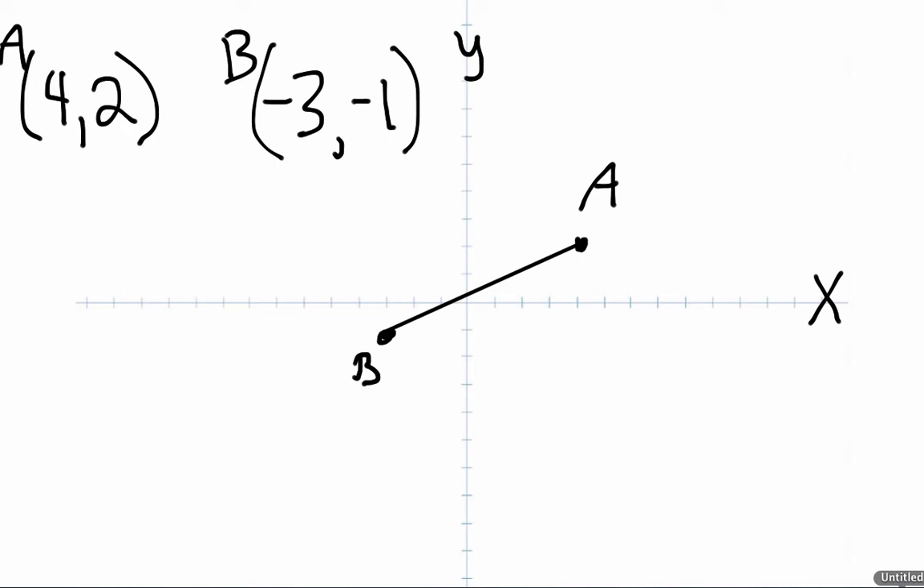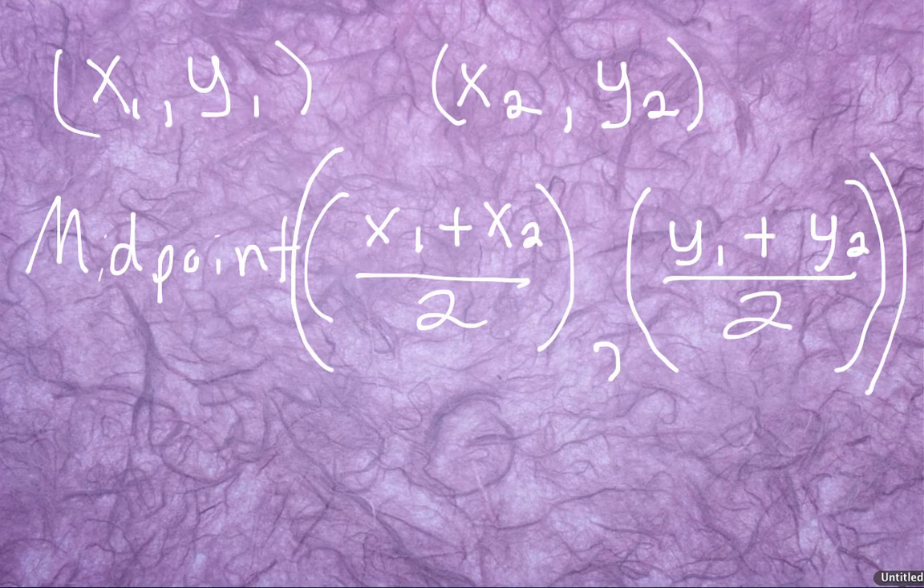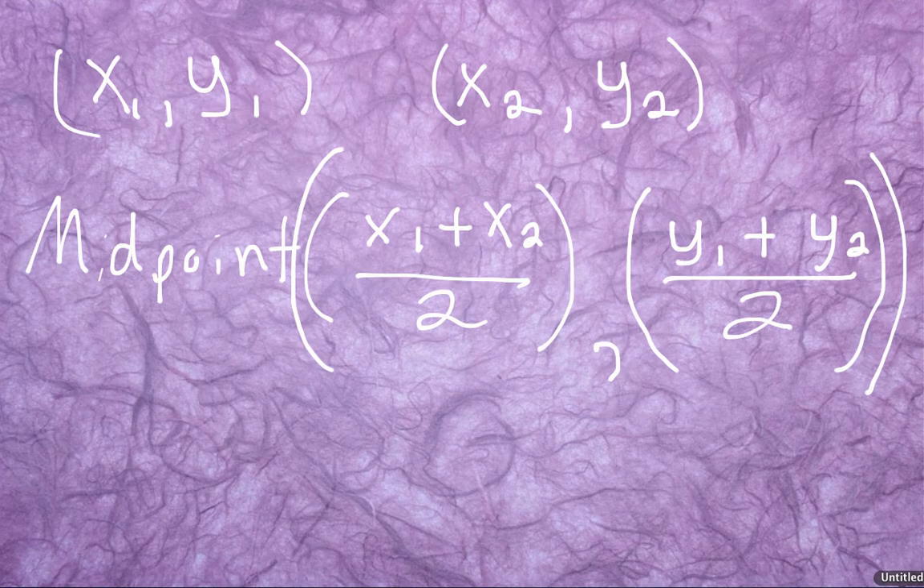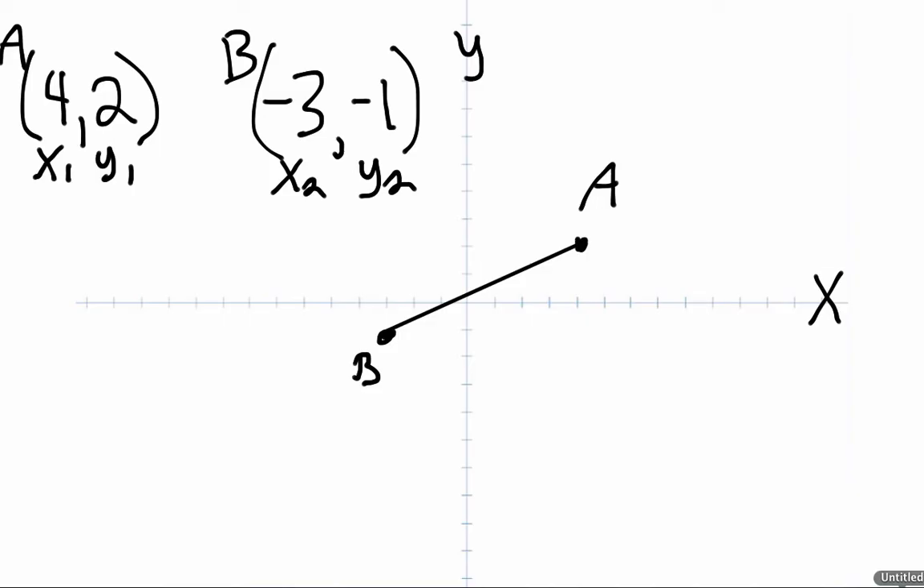Very first thing, label your points. x1, y1, x2, y2. Okay? And remember, we already talked about the midpoint formula. Okay, let's find that x coordinate. Oops. My x coordinates are 4 and negative 3. Alright, well, if I look at my formula, x1 plus x2 divided by 2, let's take our x1 plus our x2 and divide that by 2.